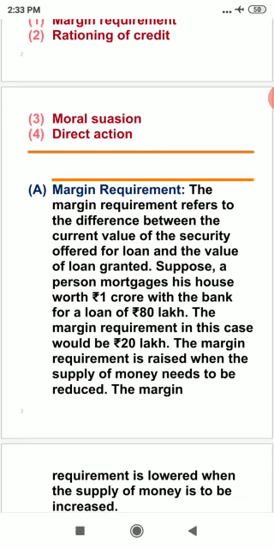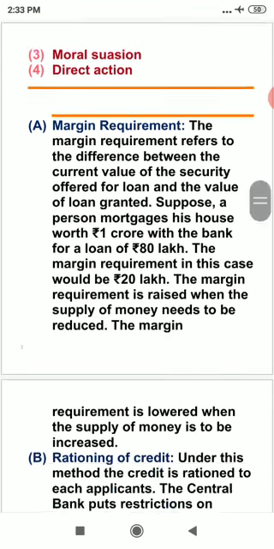called margin requirement. This margin requirement can be raised when the supply of money needs to be reduced, and it can be lowered when the supply of money is to be increased. So this was all about the margin requirement. I hope it would be clear to all.